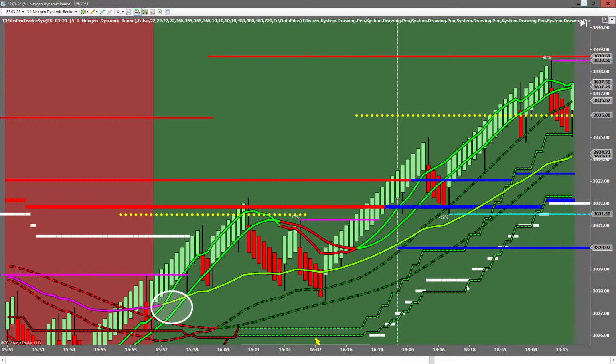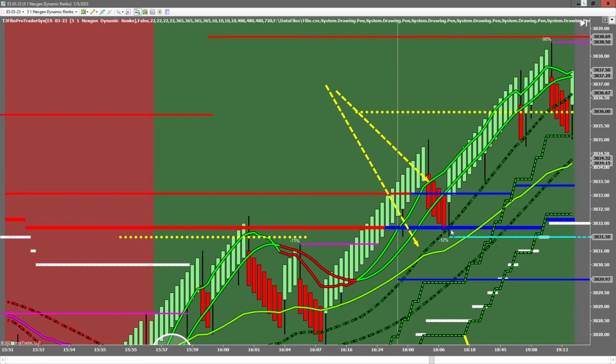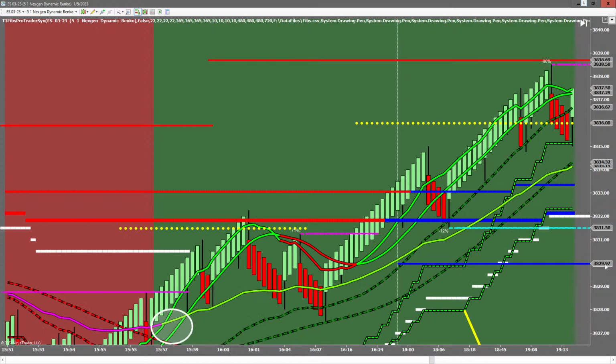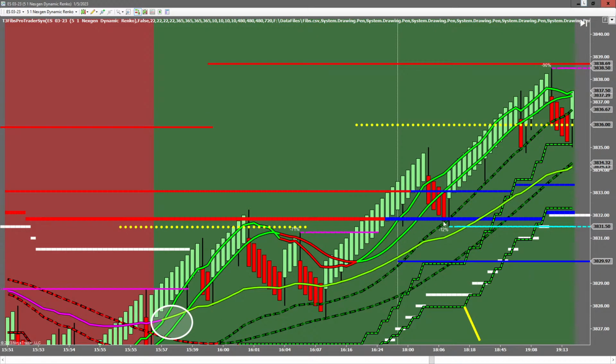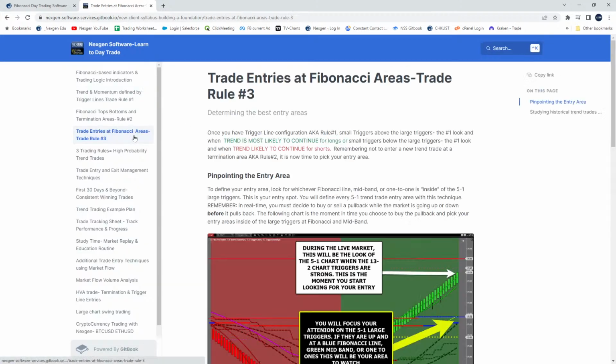So when we read our triggers, you're going to see strong large triggers, strong small triggers, and strong 13-2 triggers. The only way you can trade is going to be a long trade in this situation. Can we all agree to that? If everything's going up and we have support, you're going to be going long. Now, we could go through the rules if you want to. Let's take 10 seconds and just go through the rules real quick.